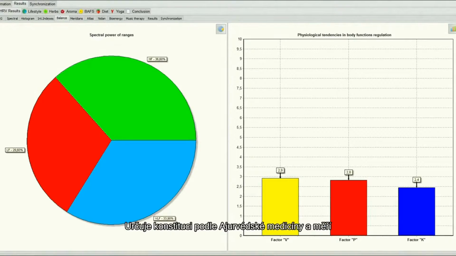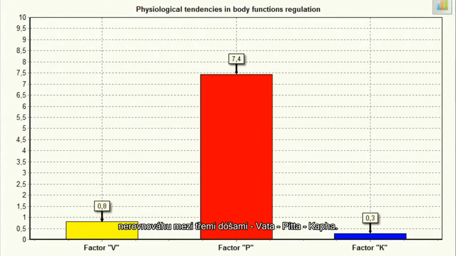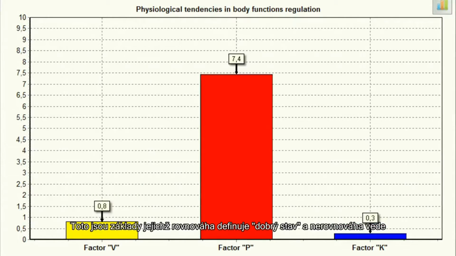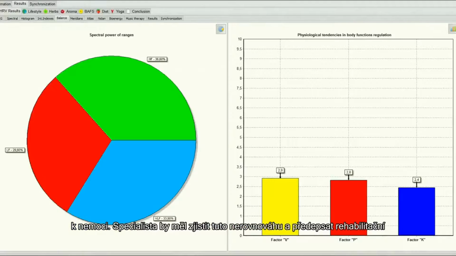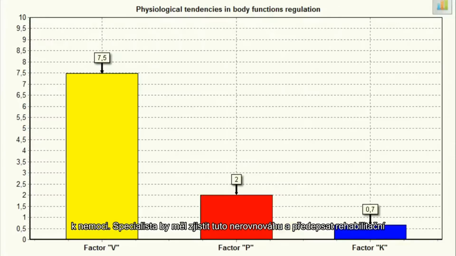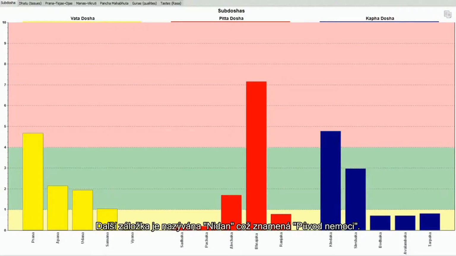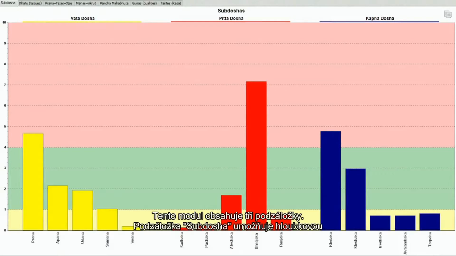It determines constitution according to the Ayurvedic medicine and measures imbalances between three doshas, Vata, Pitta, Kapha. These are the fundamentals whose balance defines well-being and imbalance leads to disease. A specialist should detect this imbalance and prescribe rehabilitative measures, which will restore the balance and begin self-regulation in the body. Going forward, the next module is called Nidana, which means the root of disease.